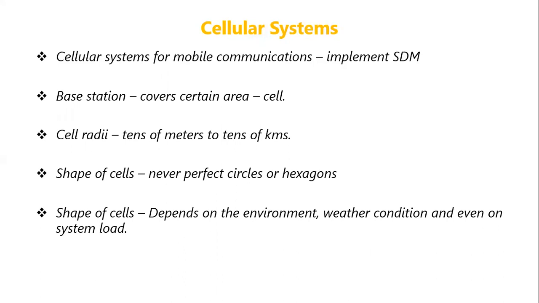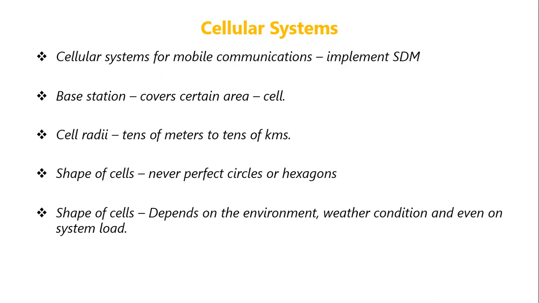A mobile station within the cell around a base station communicates with this base station. Mobile station means mobile phone. The mobile phones that are within the cell around a particular base station will communicate with that particular base station. And the base station also in turn will communicate with the respective mobile device. This is basically how cellular communication works.